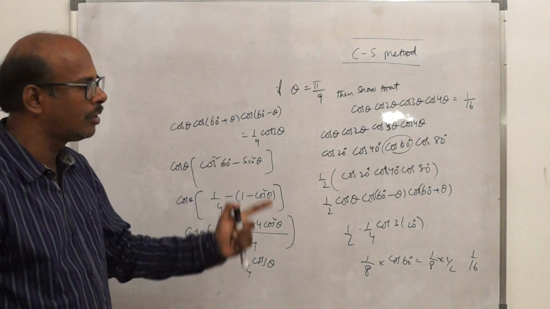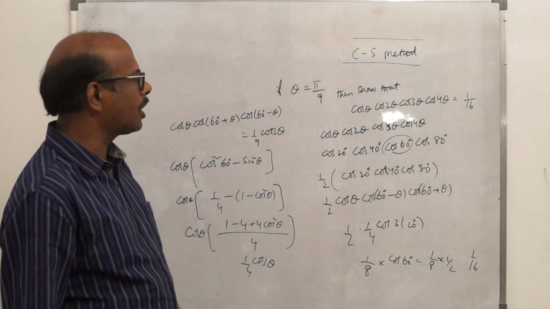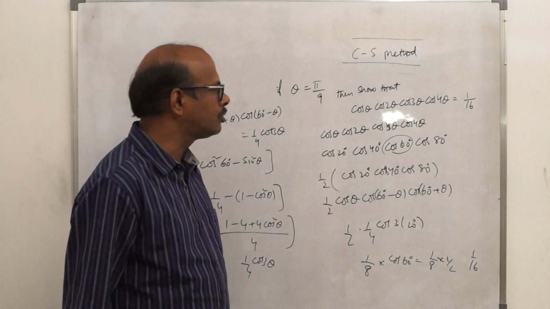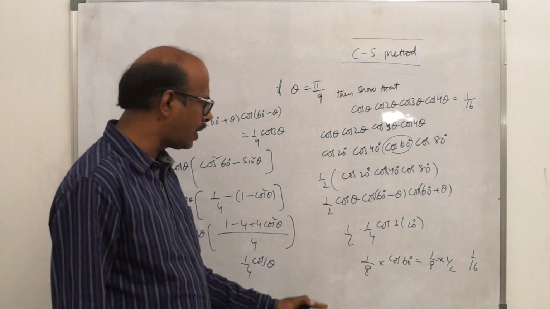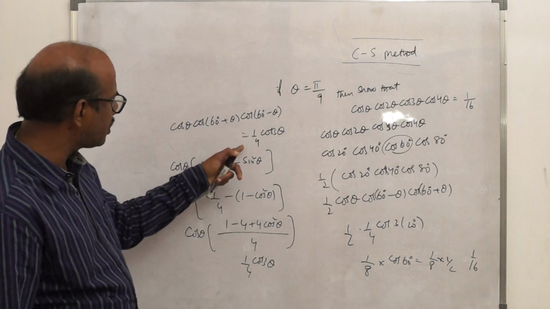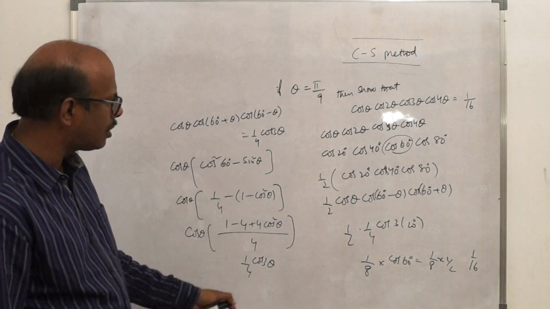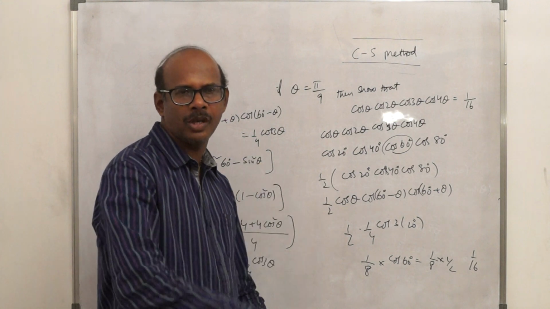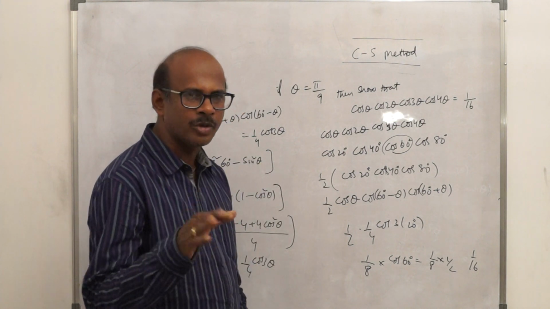Alternative method of the result: if theta is pi by 9, the values of cos theta, cos 2 theta, cos 3 theta, cos 4 theta can be found by using a standard identity. Cos theta into cos(60 plus theta) into cos(60 minus theta) is 1 by 4 cos 3 theta, used here to get the value. But previously, in the CS method, the procedure is different.